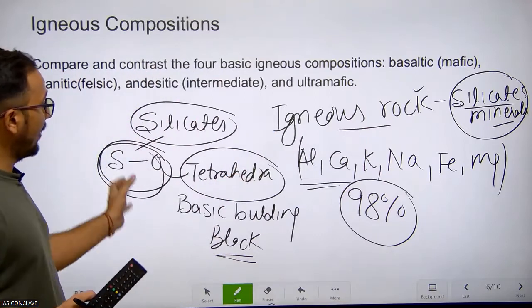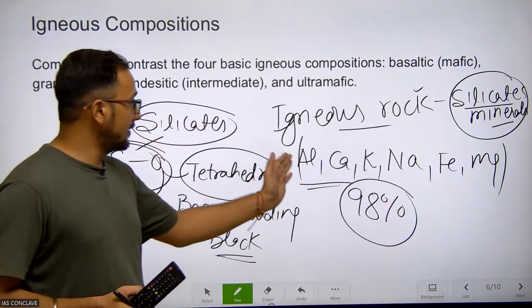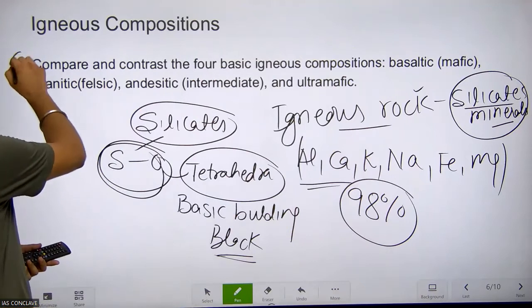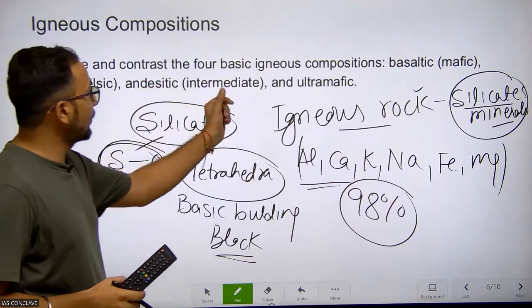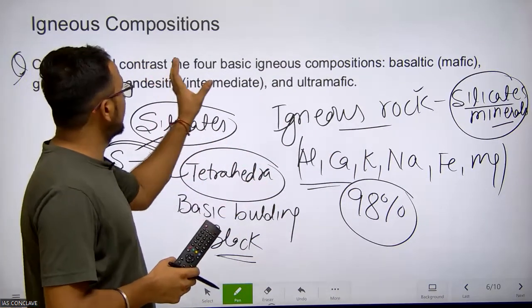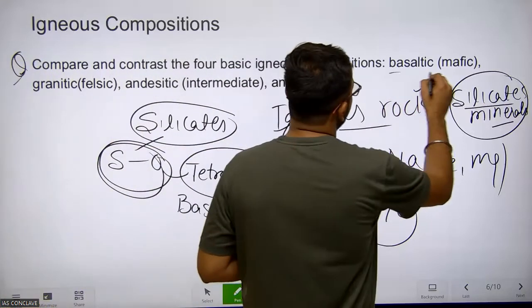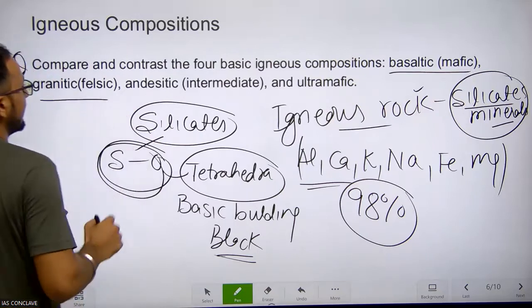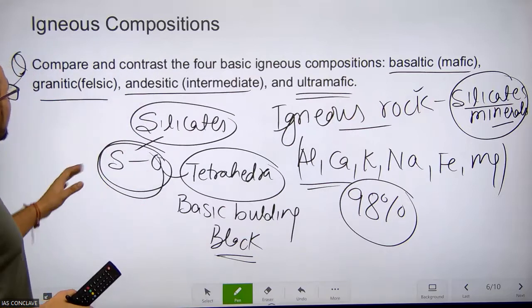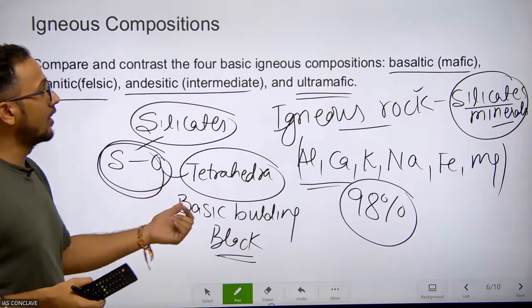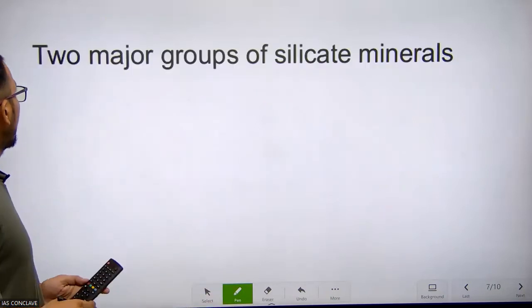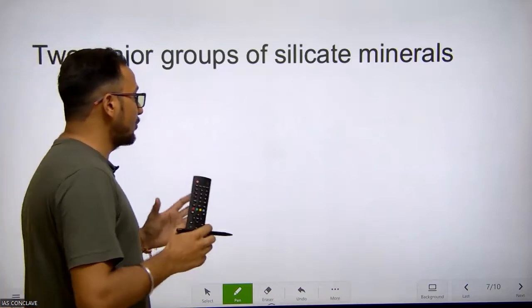Now look at the igneous composition. We have covered that silicon, oxygen, and these ions make up the majority of the igneous rock composition, and based on that we can compare and contrast the four basic igneous compositions: basaltic (mafic), granitic (felsic), andesitic (intermediate), and ultramafic. This is how we can classify igneous rocks based on their composition.